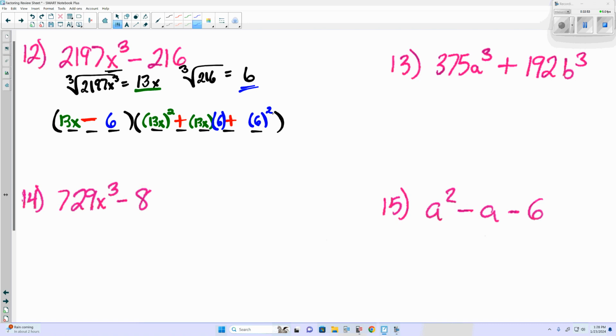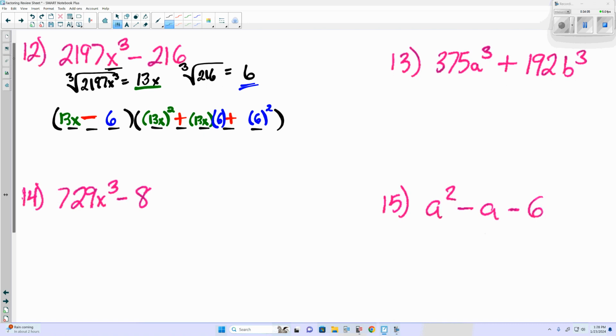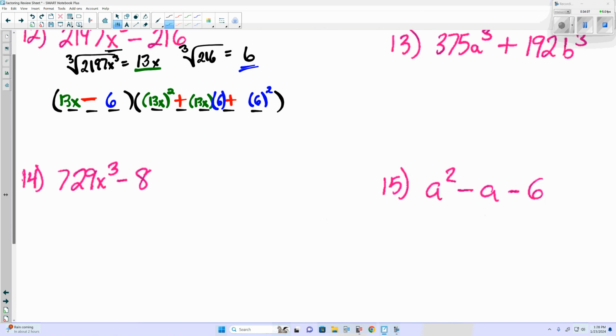Wait, so which one's X, and 6 is Y? Yes, the X will always be first. The only thing different from the one we wrote down is just the signs, but the signs will always be the same, opposite, always end on a positive note.